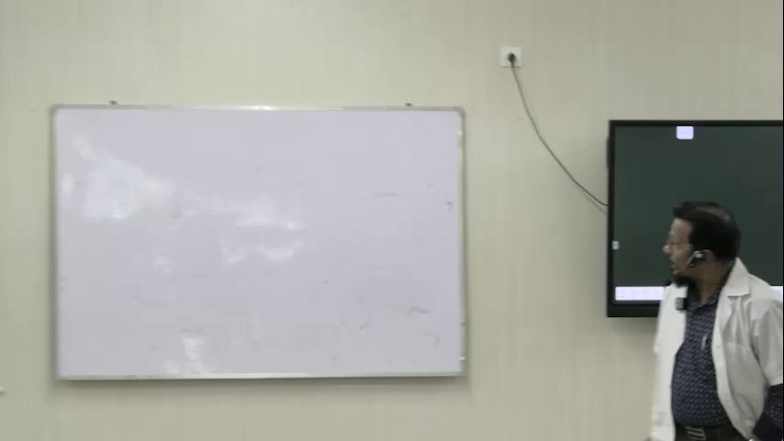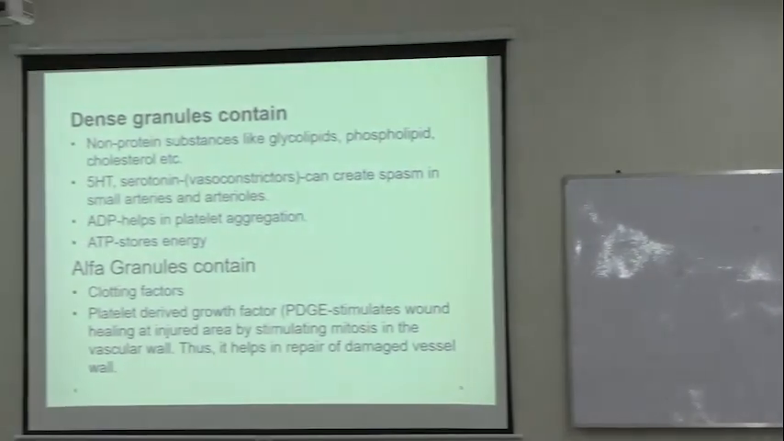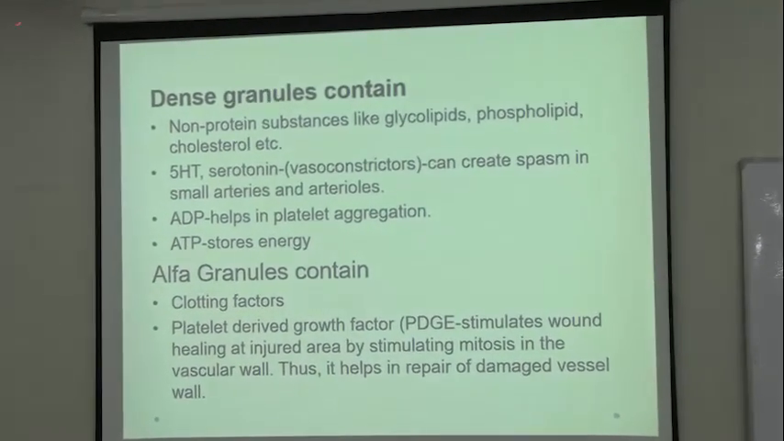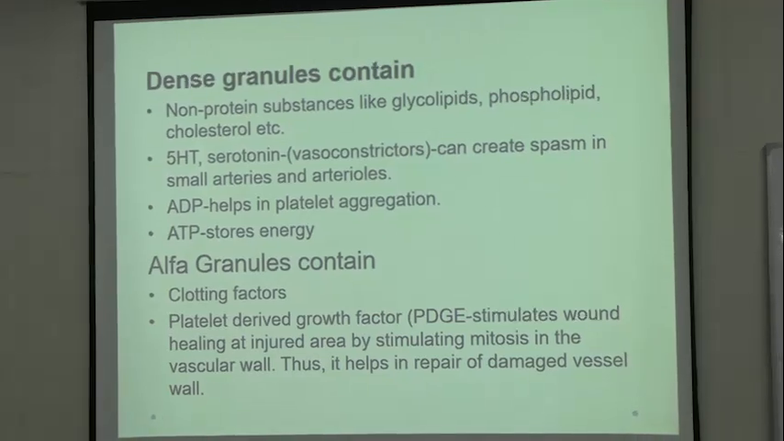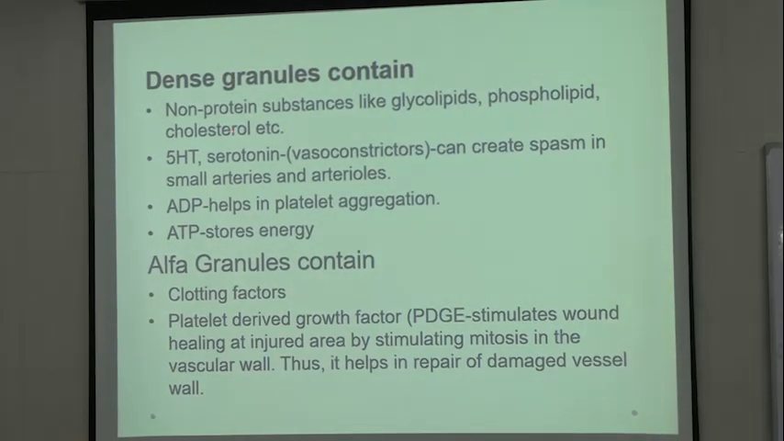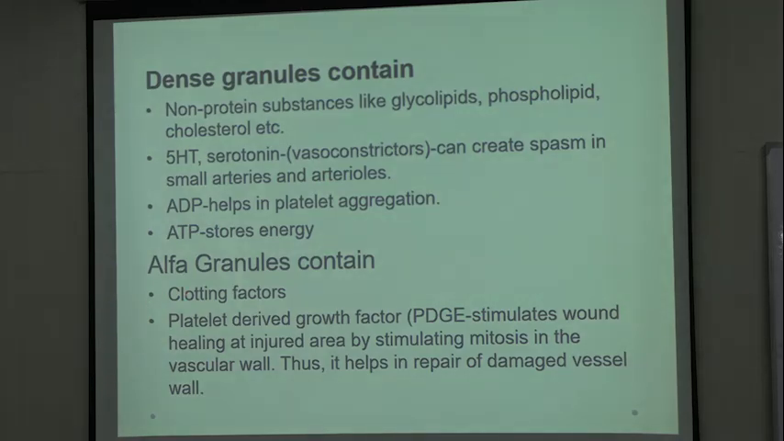Now the alpha granules contain, see, these are the precursors of this. From this, these are produced. From dense particles, transgranules, these clotting factors are synthesized. Platelet derived growth factor.